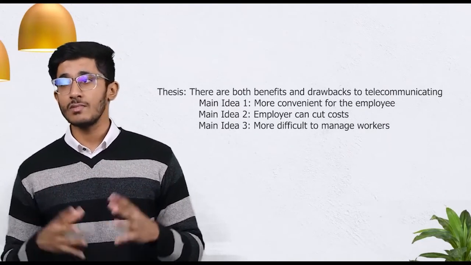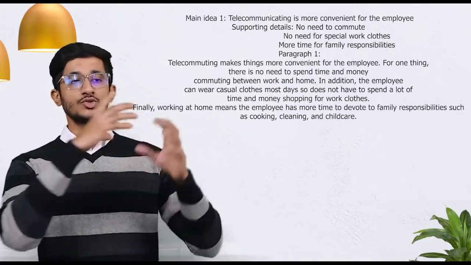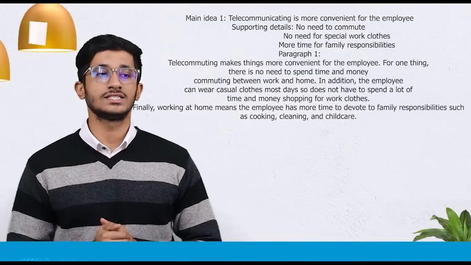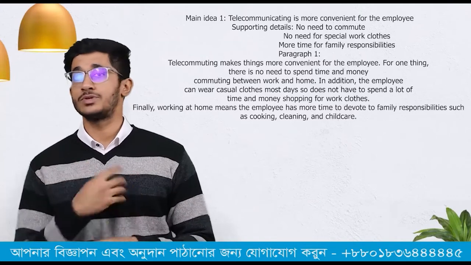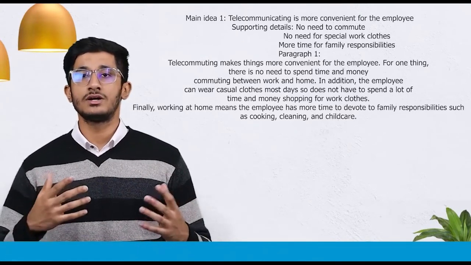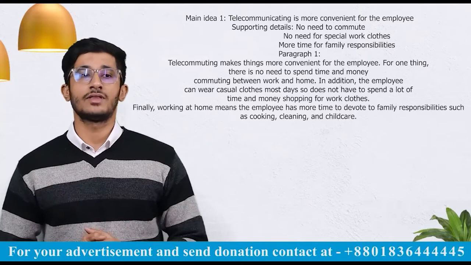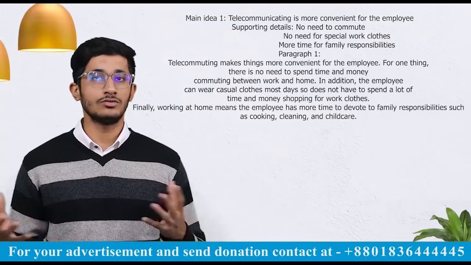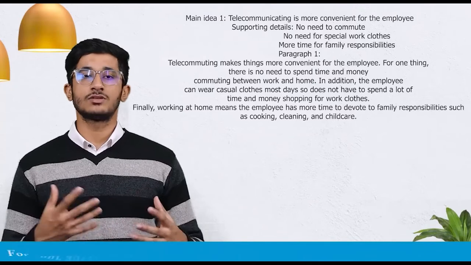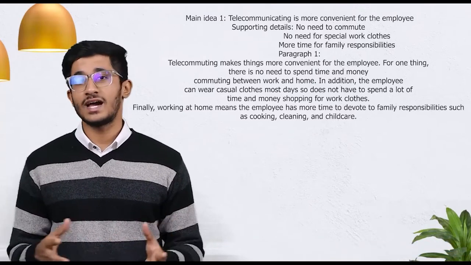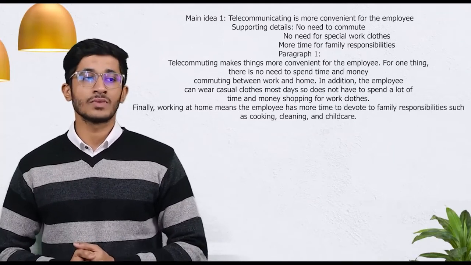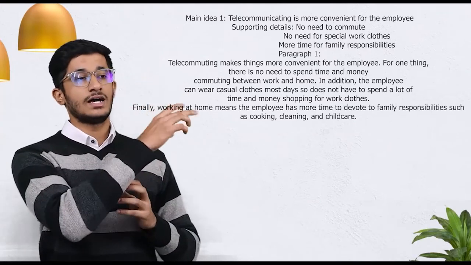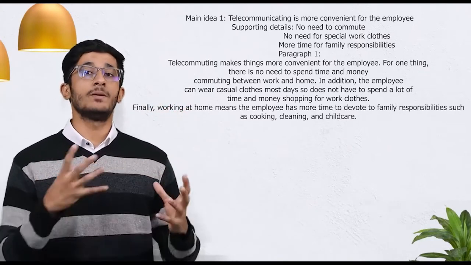So now, what you're going to do is turn each main idea into a paragraph. The first main idea was that telecommunicating is more convenient for the employee. So now you come up with supporting details. What are some of the reasons that it is more convenient for the employee? They don't have to move around, no need to commute, no need for special work clothes, and they have more time for their personal or family responsibilities. So you turn this main idea along with the supporting details into a paragraph.